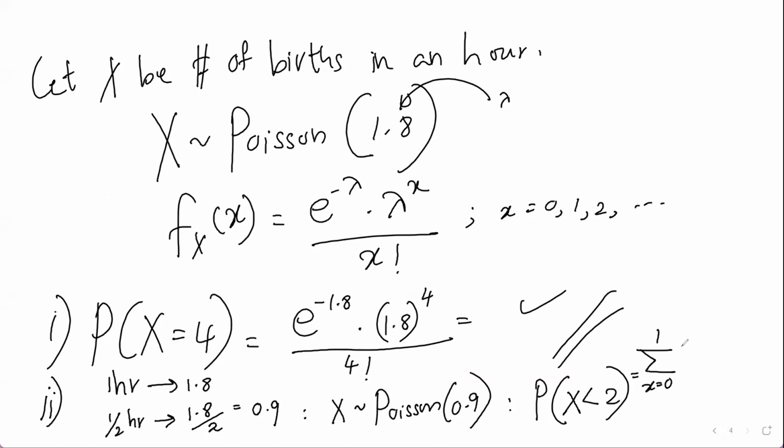You can simplify this. E to the power minus 0.9, 0.9 to the power x divided by x factorial. Or simply e to the power minus 0.9 times 0.9 to the power 0 divided by 0 factorial, plus e to the power negative 0.9 times 0.9 to the power 1 divided by 1 factorial.